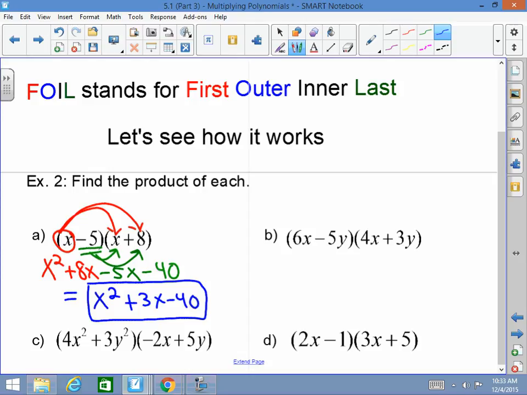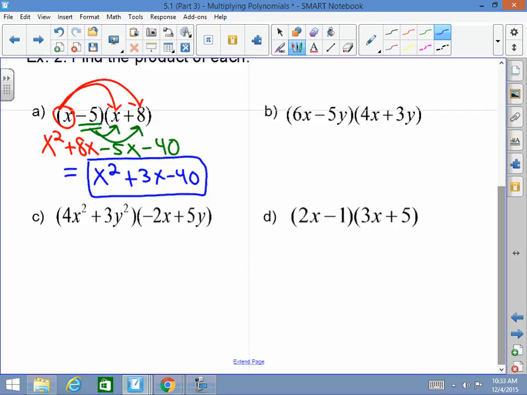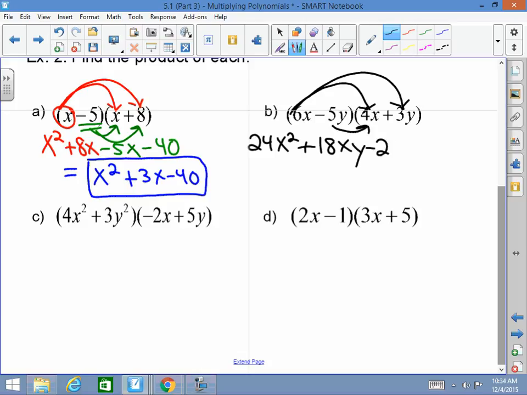Very good. Okay, next. I've got 6x minus 5y times 4x plus 3y. So we're literally just going to FOIL it out. 6x times 4x is 24x squared. 6x times 3y is 18xy. Negative 5y times 4x is negative 20xy. And negative 5y times 3y is negative 15y squared.